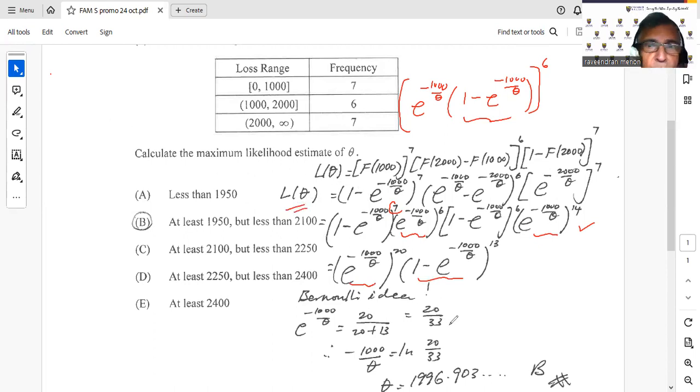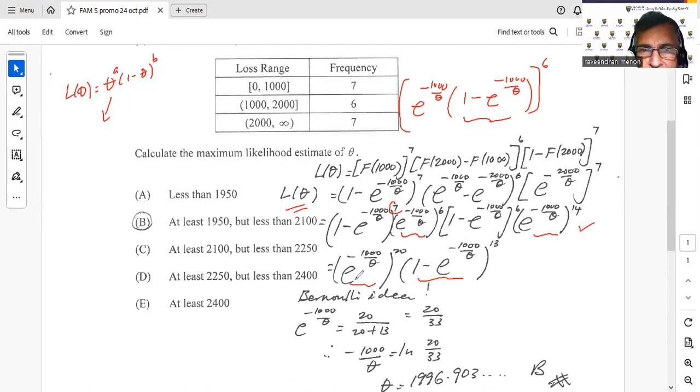I've written something here just to remind you of the Bernoulli idea. Some time ago, we talked about an idea like this, right? We have theta to the power A and 1 minus theta to the power of B. Then we called upon the Bernoulli idea to come up with the maximum likelihood estimate as A over A plus B. So go and look it up if you've forgotten.